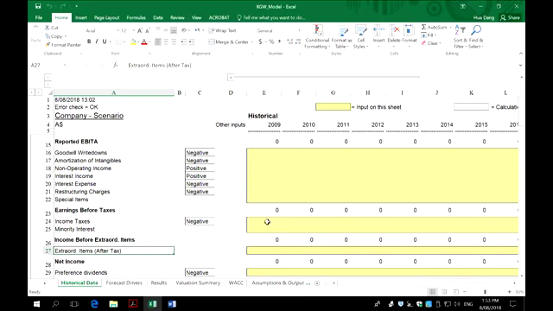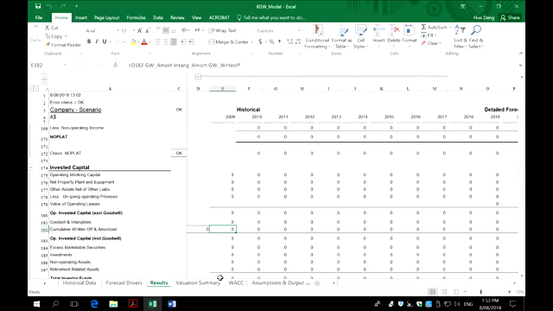These items will play their own role in terms of valuation. You've got to find out yourself how these items will feed into your valuation and be represented in the results spreadsheet.